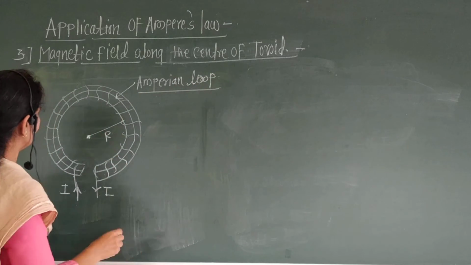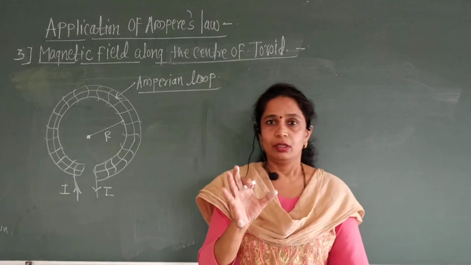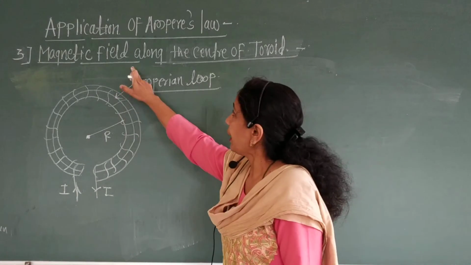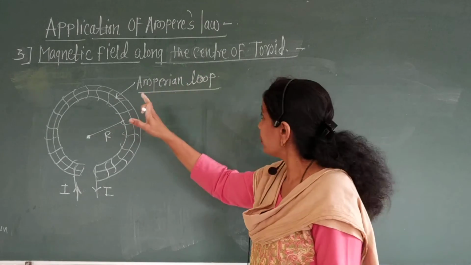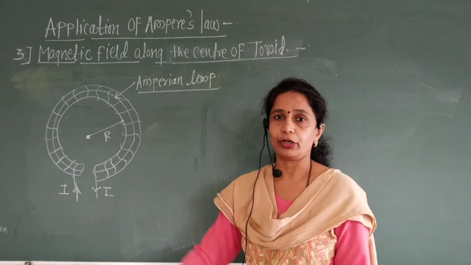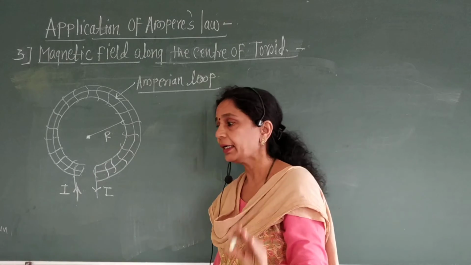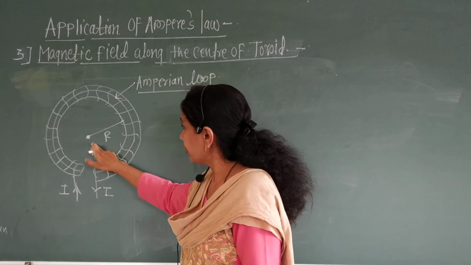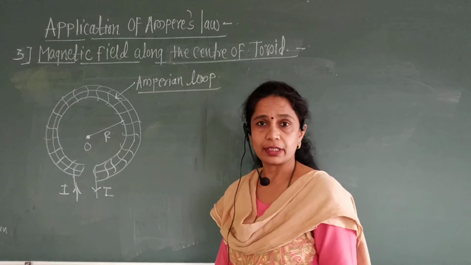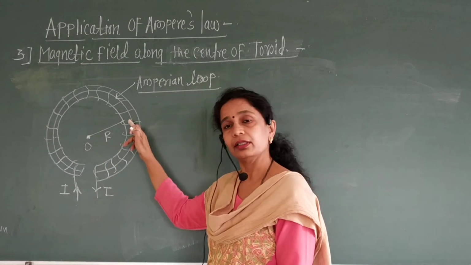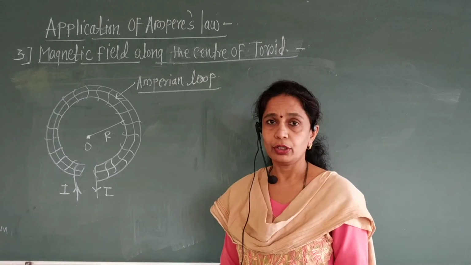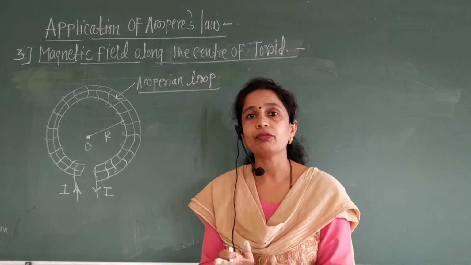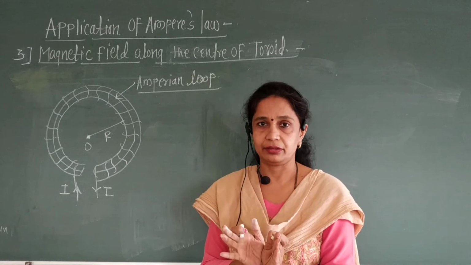Okay. Now, see this. The third application of Ampere's law is the magnetic field at the center of a toroid. We have to find out the magnetic field at the center of the toroid. Therefore, consider the center is O and R is the radius of the toroid. Toroid means it is a solenoid of finite length.